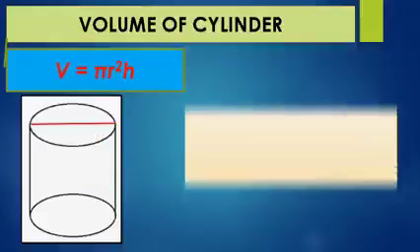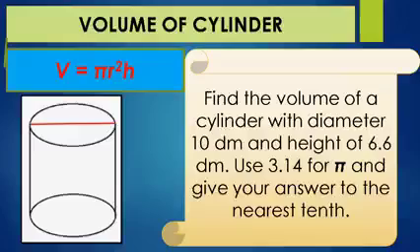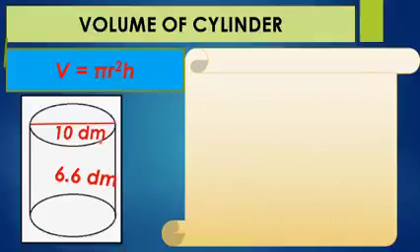Another example. Find the volume of a cylinder with diameter 10 decimeters and height of 6.6 decimeters. Use 3.14 for pi and give your answer to the nearest tenth. By sketching, we have 6.6 decimeters as the height of our cylinder and a diameter of 10 decimeters. We will use the same formula, that is V is equal to pi r squared h.